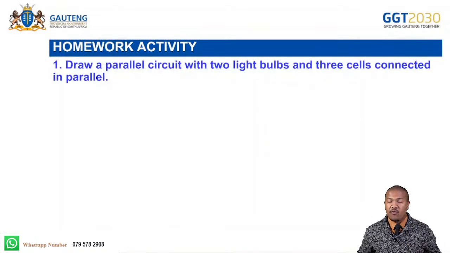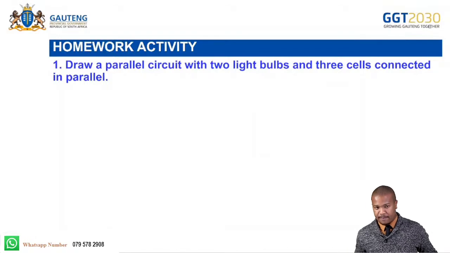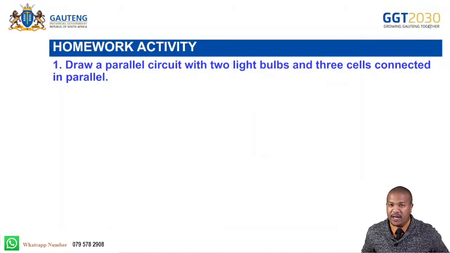Now let's move on to our homework. Today we have a homework. It reads as follows: draw a parallel circuit with 2 light bulbs and 3 cells connected in parallel. Just take a quick minute to copy down this question. Then after that, we are going to say our goodbyes.